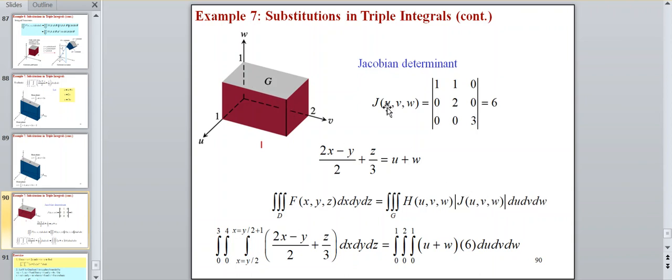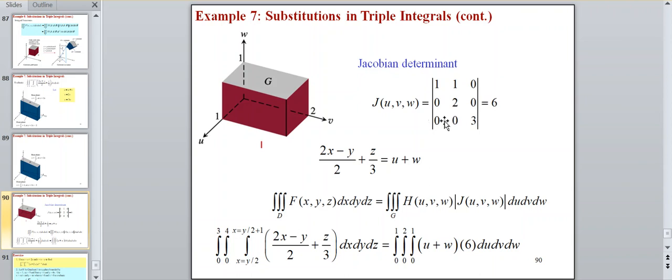But what is the Jacobian? Okay, the Jacobian. The first row has the partial derivatives of x. So look at here, x is u plus v, if you remember. The derivative of x with respect to u is 1, with respect to v is 1, with respect to w is 0. Y is equal to 2v. So the derivative of y with respect to u is 0, with respect to v is 2, with respect to w is 0.